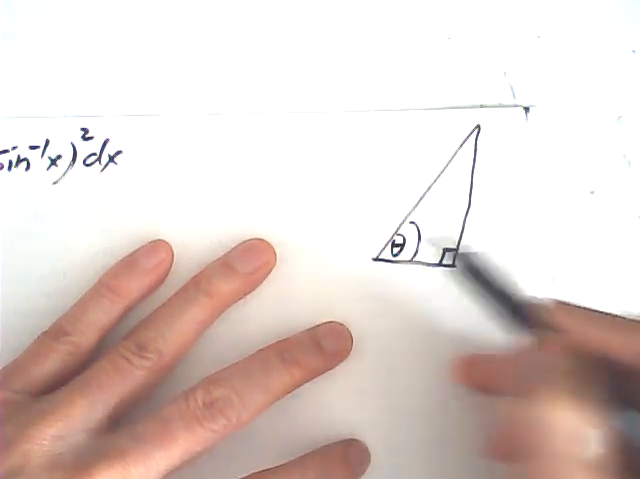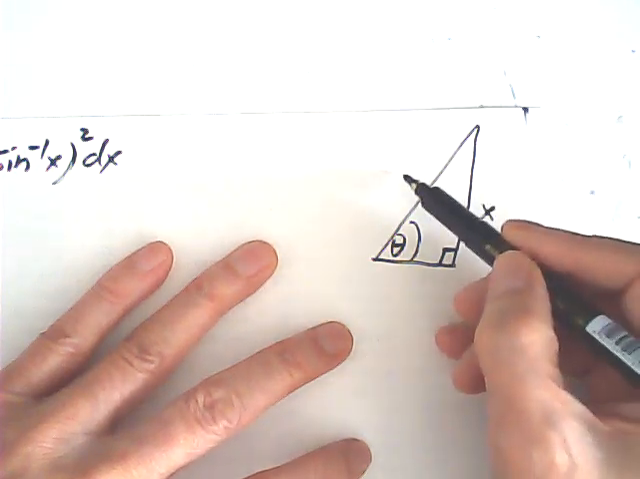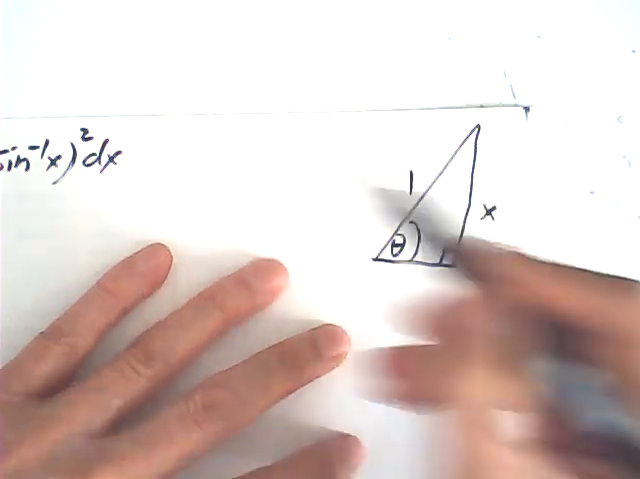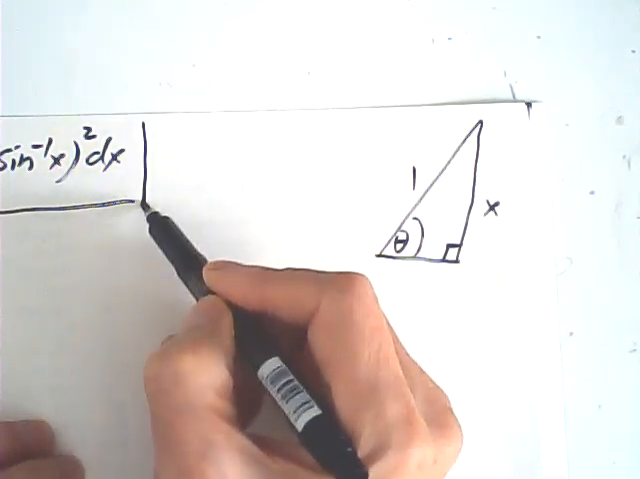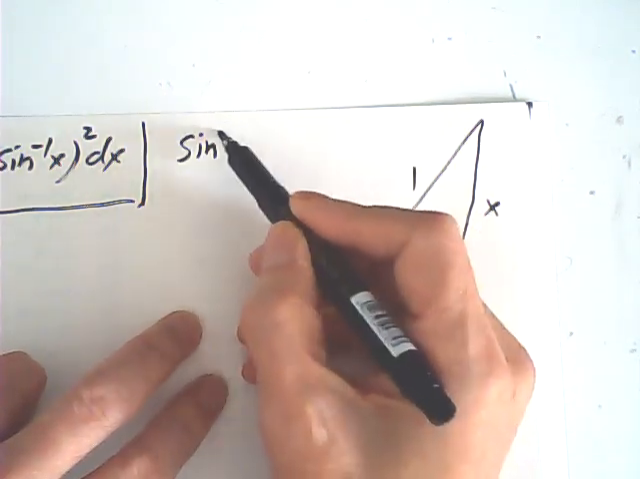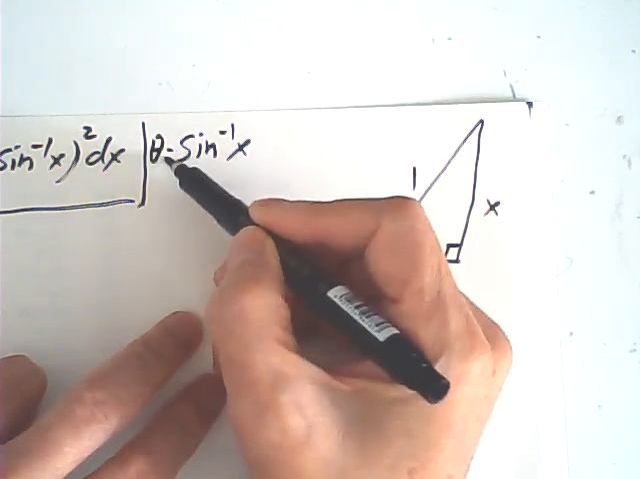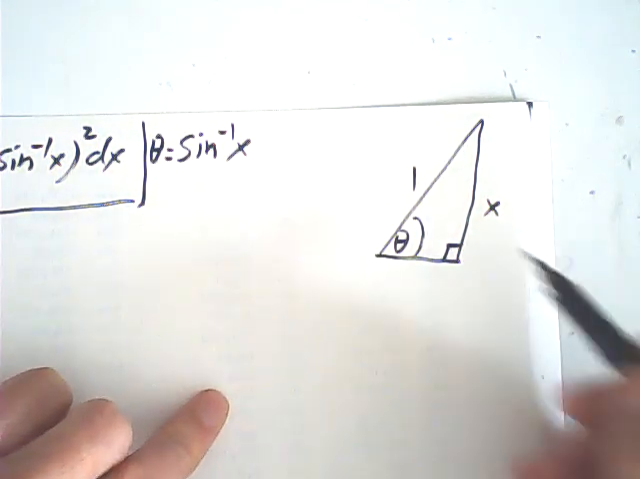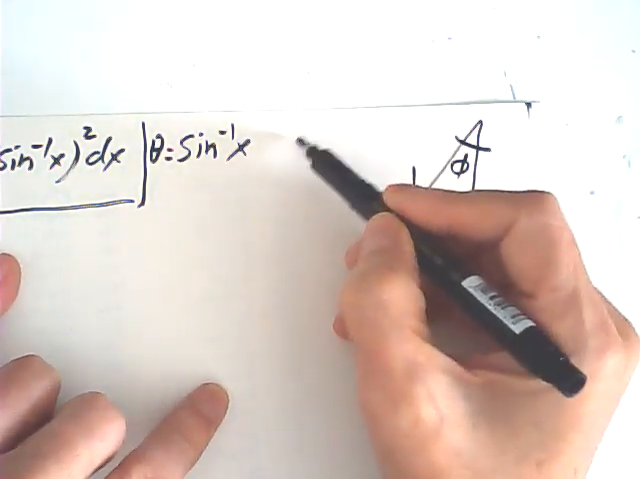This is theta. This is x. This is 1, right? Therefore arcsine x is theta. Now this angle is phi.